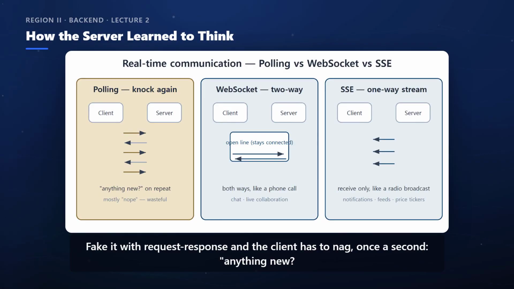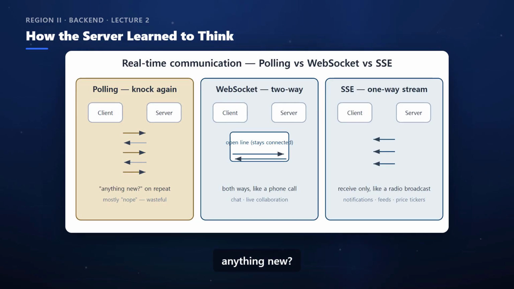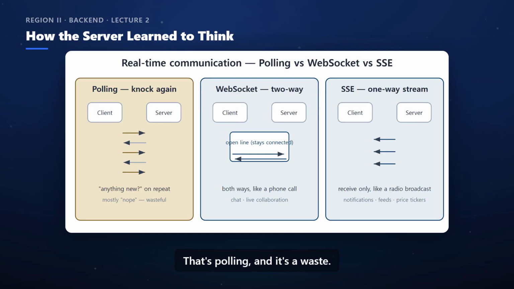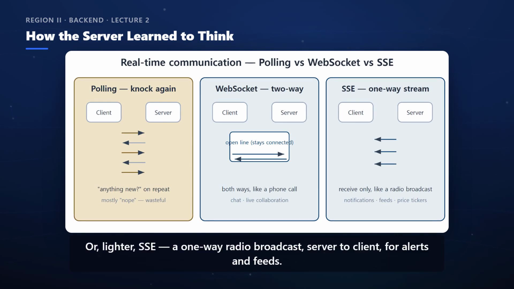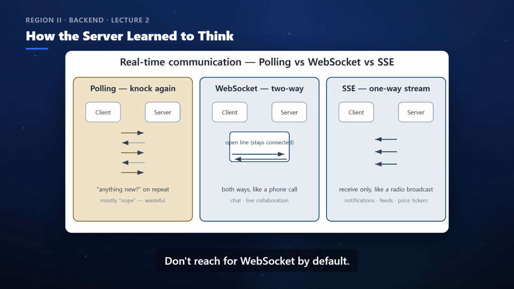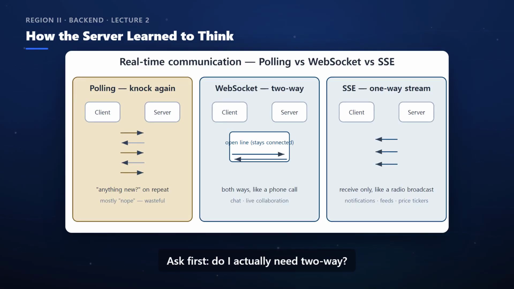Fake it with request response and the client has to nag, once a second, anything new? Anything new? 99 no's out of 100. That's polling, and it's a waste. So, WebSocket, keep the call connected, both sides talk freely, like a phone call. Perfect for chat. Or, lighter, SSE, a one-way radio broadcast, server to client, for alerts and feeds. Don't reach for WebSocket by default. Ask first, do I actually need two-way?